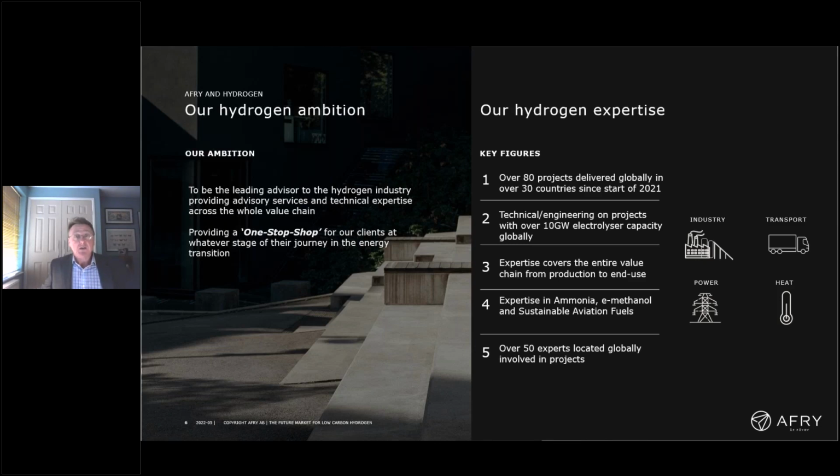In terms of the technical engineering aspects of what we do, we've been involved in projects with over 10 gigawatt of electrolyzer capacity, so some quite large and significant projects that we've been involved in. We cover the entire value chain from production to end use, and also cover ammonia and e-fuels as well. And we have over 50 experts that are involved in hydrogen projects globally, pretty much at any one time. So we have an extensive network of experts available to help all our clients answer some of these significant questions around hydrogen. Next slide, please.